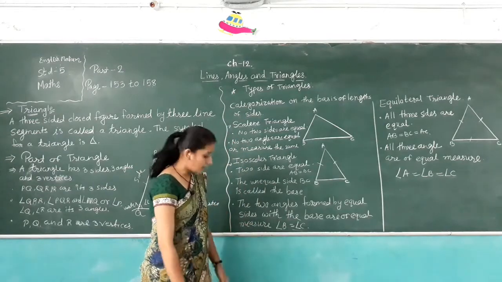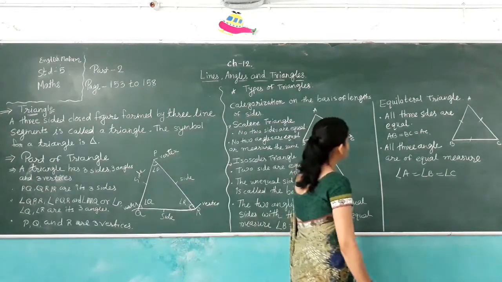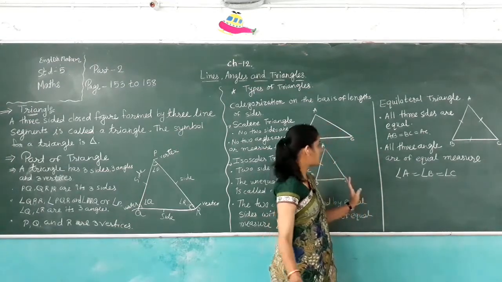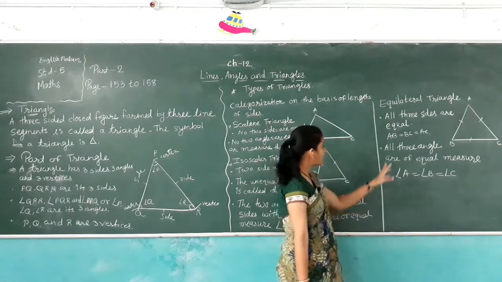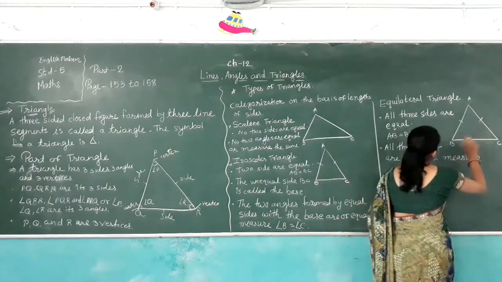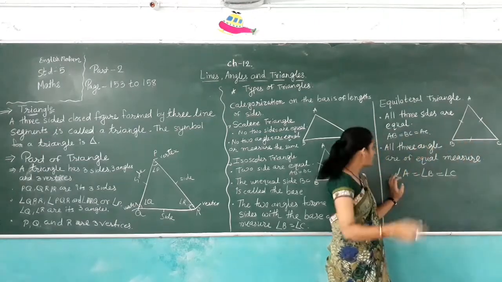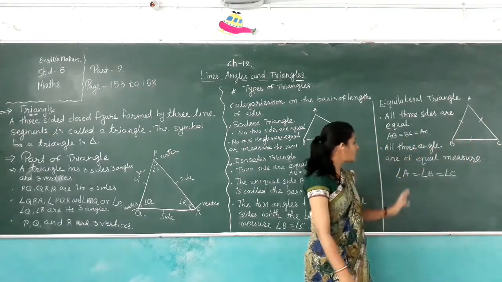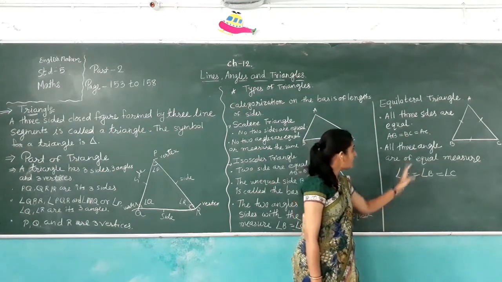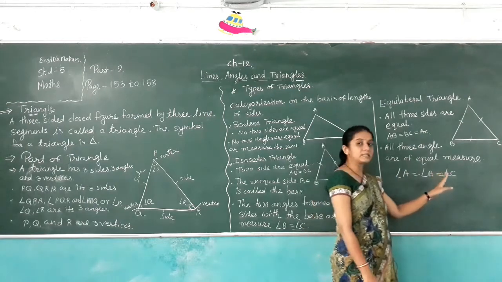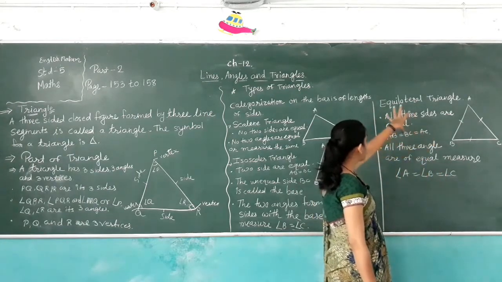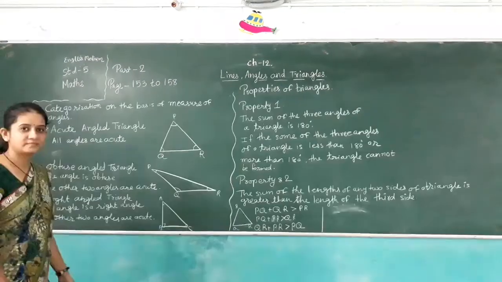Now last one, equilateral triangle. All 3 sides are equal. AB is equal to BC is equal to AC. In this triangle, all sides are equal, and all 3 angles are also of equal measure. Angle A, angle B and angle C measure the same. So this type of triangle is called an equilateral triangle.